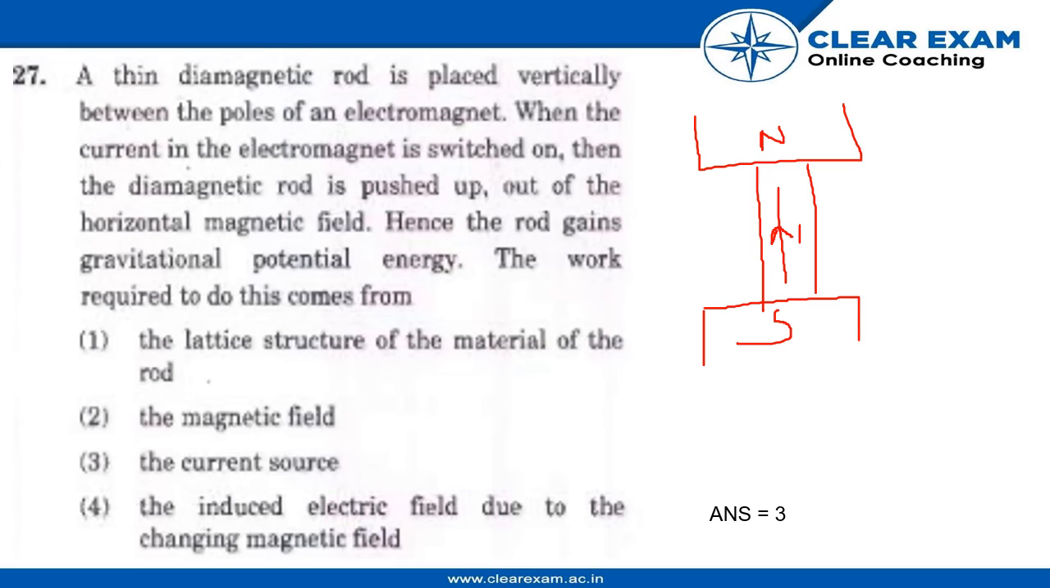Okay, so the lattice structure of the rod has nothing to do with the induction of the gravitational potential energy on it. This is so because gravity works on the mass as a whole. So, option A is not our answer to the question. The correct option is 3, the current source.